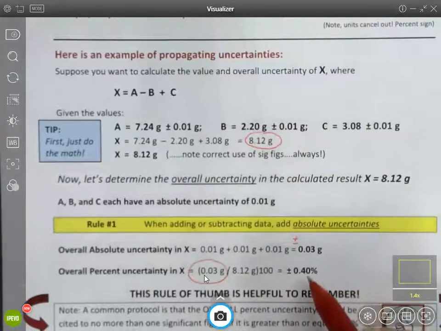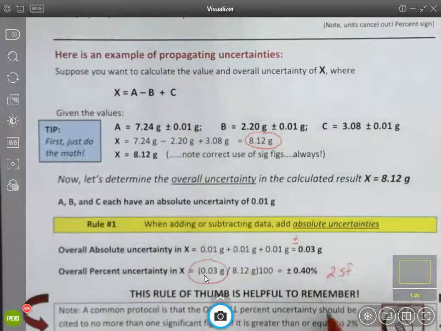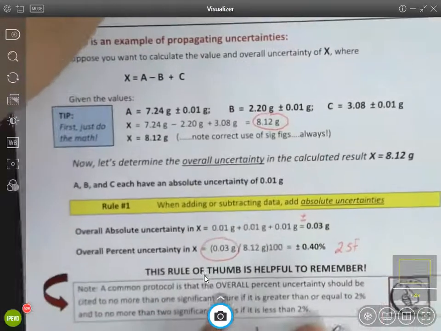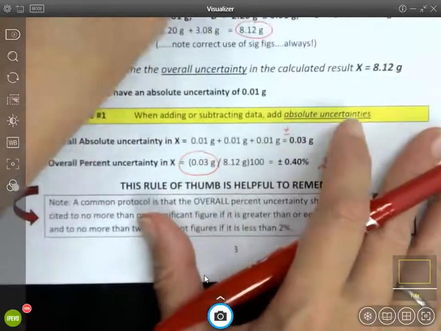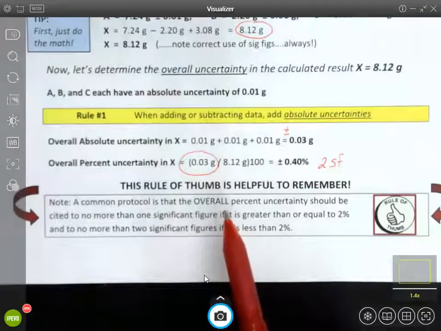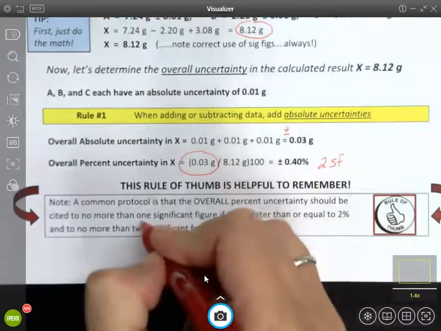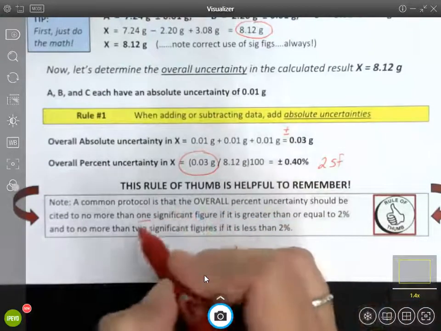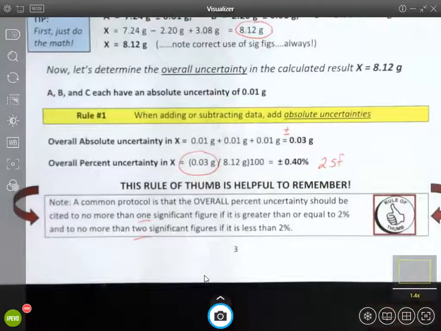You can see here that I have included 2 sig figs in my percentage, which if you're carefully following sig fig rules, you might decide, oh, I only need 1 sig fig there. What I'll tell you is that we have one additional rule that is helpful when it comes to sig figs. It's really the main sig fig rule when dealing with propagation of uncertainty. The protocol is when you calculate the overall percent uncertainty at the end of your problem, if it's greater than or equal to 2%, it only gets one sig fig. If it's less than 2%, it gets 2 sig figs. Ours was less than 2% overall, so I gave it 2 sig figs.